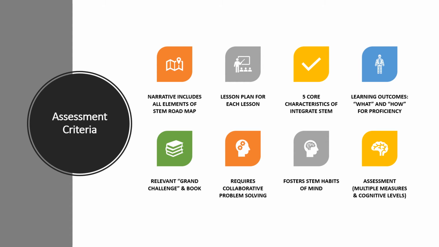Your learning outcomes should describe both what you want students to know or be able to do and how they will be demonstrating proficiency. Your unit will center on a grand challenge you and your students identified in Project 1, and one of your lessons will include a piece of literature that is relevant to your students and that provides a mirror, window, and doorway into content for underrepresented students in your context. Work students will be doing will require collaborative problem solving and will foster STEM and 21st century habits of mind. And finally, your assessment plan will include multiple types of measures and will assess learning at different cognitive levels, as we discussed last session.